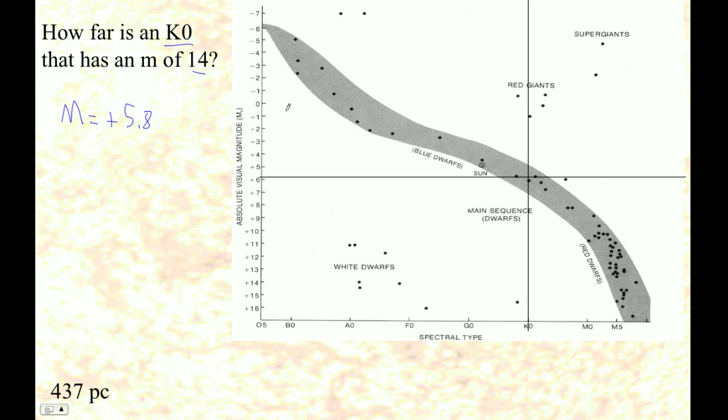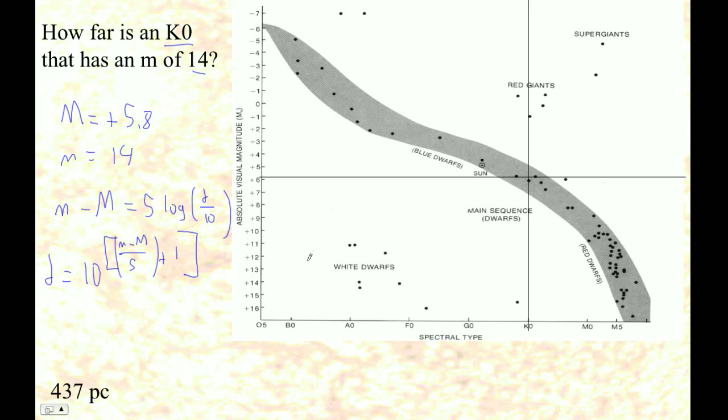And then the little m is 14. And of course we're going to do the same thing. We're going to start off with m minus big M equals 5 log of d over 10. We're going to end up with d equaling 10 raised to the m minus big M over 5 plus 1. Is that right? I think that's what it was, wasn't it? Now let's just go for it. We've already messed up once. We can't mess up anymore.